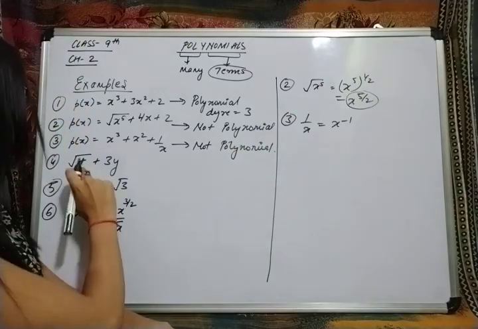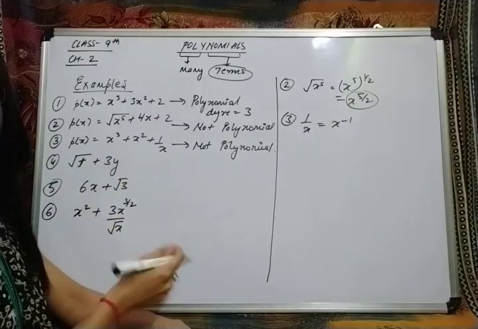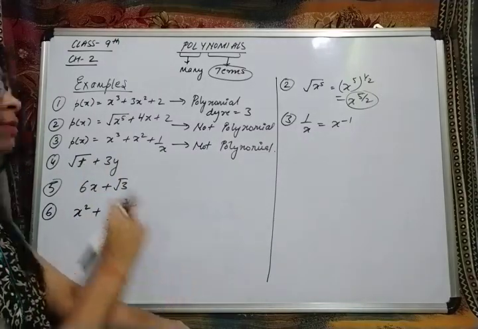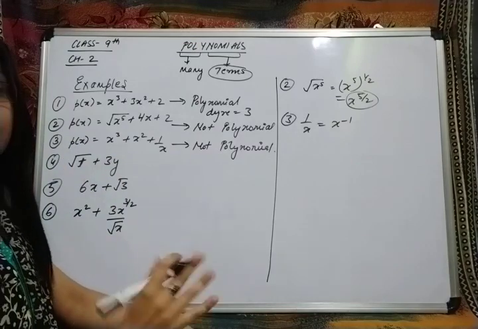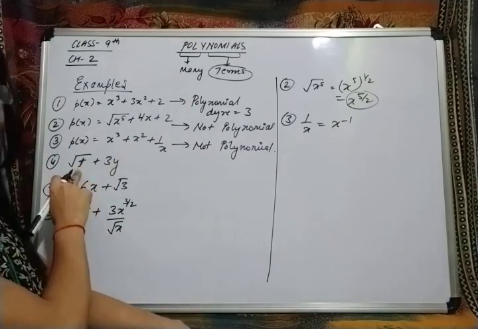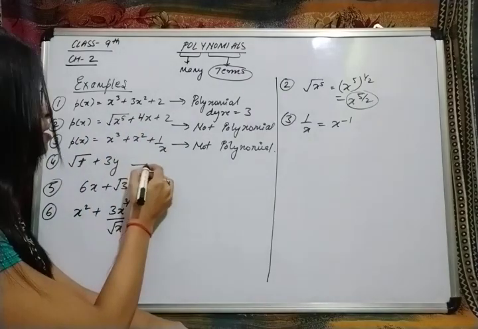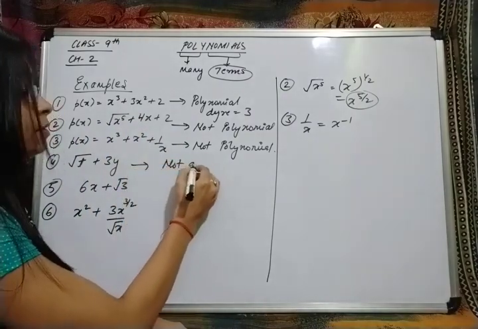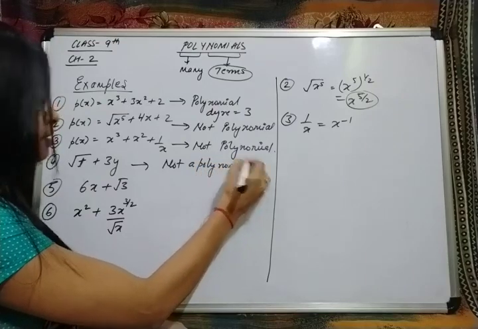Now we'll discuss the fourth one. The fourth one is root t plus 3y. The first thing, it is not in one variable because t is coming, y is also coming. So the first condition is gone. Secondly, the power of t is what? 1 by 2, which is not a whole number. So this is also not a polynomial. Both conditions are not satisfied in this.